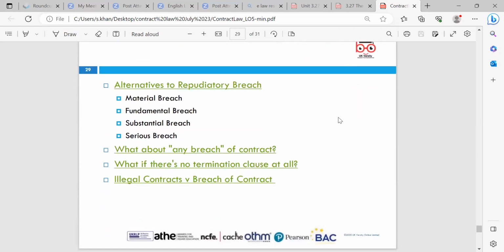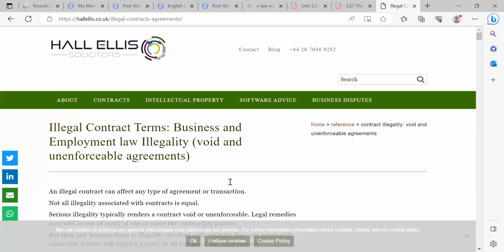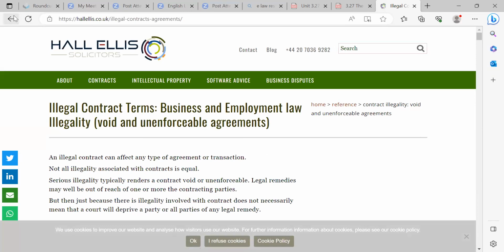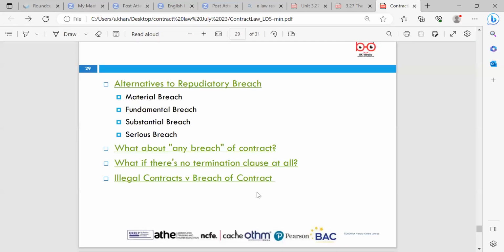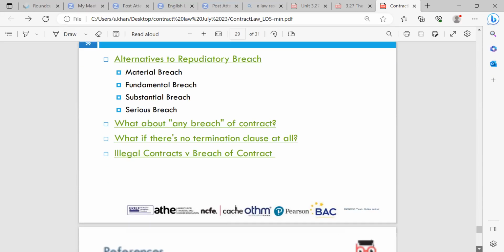Alternatives to repudiatory breach, we've got material breach, fundamental breach, substantial breach, and serious breach. And then we look at what about any breach of contract, what if there's no termination clause at all, and illegal contracts and breach of contracts. If you just link onto them, it'll take you to the link, and you can look at them as additional resources for carrying on with the learning outcomes and completing the assignment.